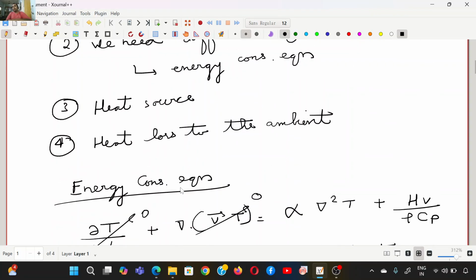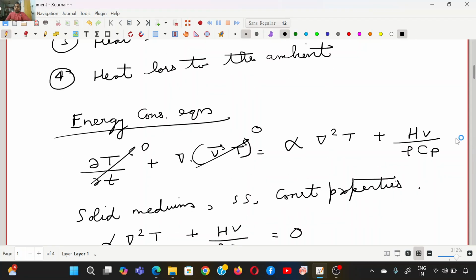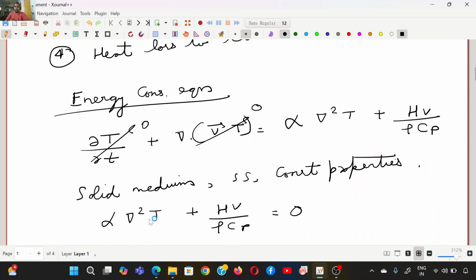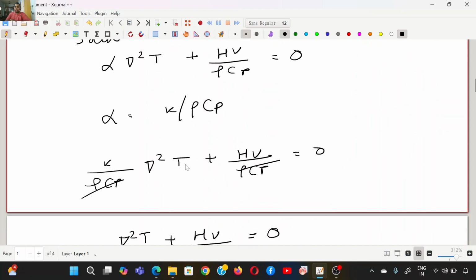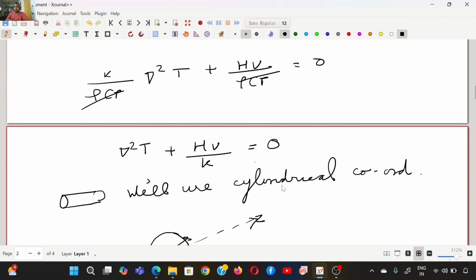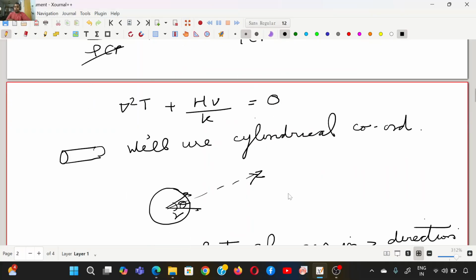There's also heat loss to the ambient because the ambient is obviously at a cooler temperature than the wire. So whatever heat is conducted to the edge of the wire, it's convected out radially because that's the temperature gradient between the outer surface of the wire and the ambient. So our energy conservation equation just reduces to alpha del square T plus Hv by rho Cp is equal to 0, because of uniform properties, steady state, absence of any flow in the wire. Okay. So you replace the value of alpha is equal to k by rho Cp, etc. You get this kind of equation: del square T plus Hv by k is equal to 0.